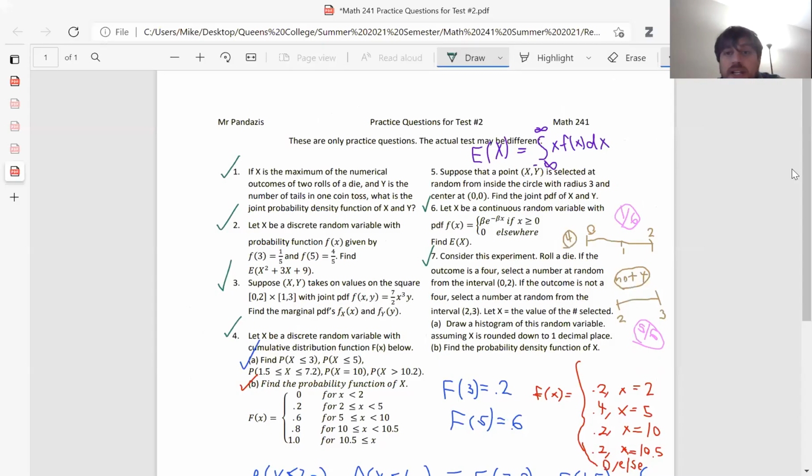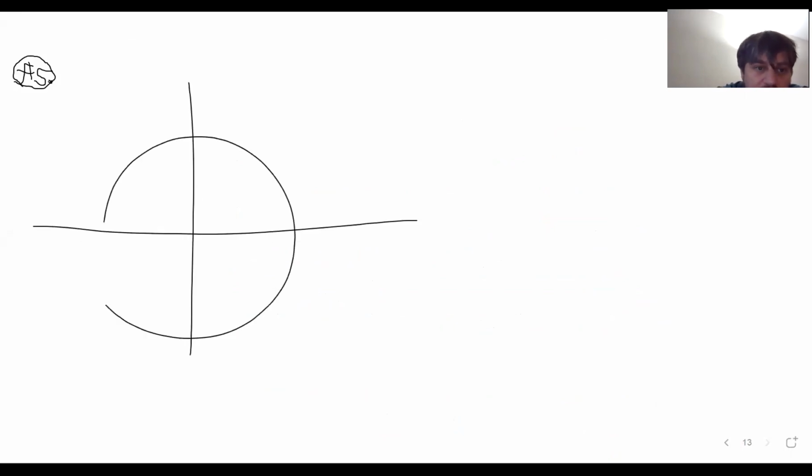Actually, am I going to use the whiteboard? Maybe not. Suppose that a point x and y is selected at random inside the circle with radius 3 and center 0, 0. Find the joint PDF of x and y. Okay, yep, we're going to do that. Okay, so radius 3 centered at 0. Okay, now there's the circle. Radius is 3.